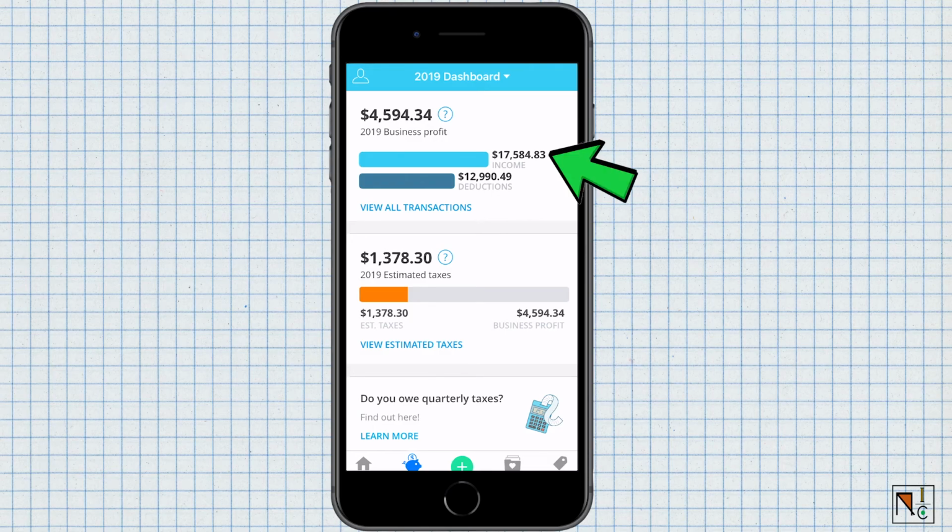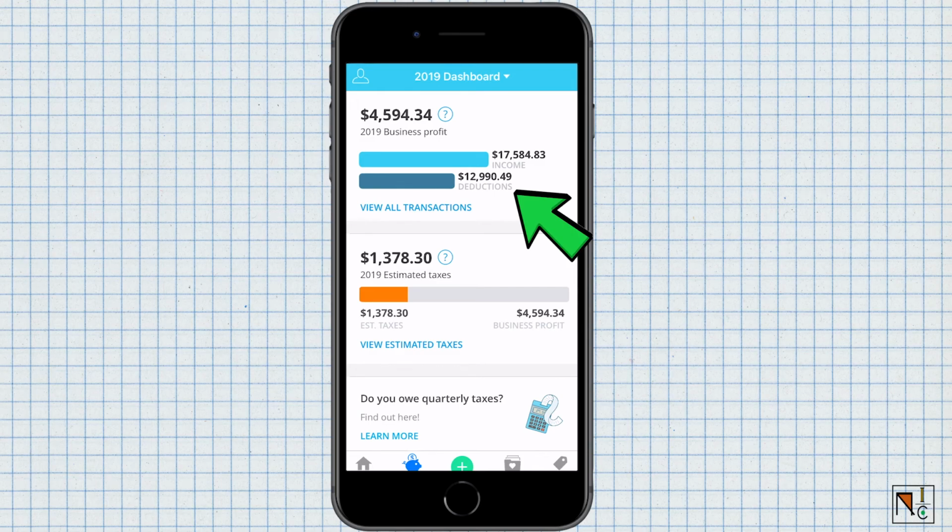So even though my income was a little over 17K, my business profit was a little over 4,000, which means that is what I will be taxed on. I'm not being taxed on the income, I'm being taxed on the business profit. And the deduction of roughly 13K is what I'm using to reflect what it costs to run the business.